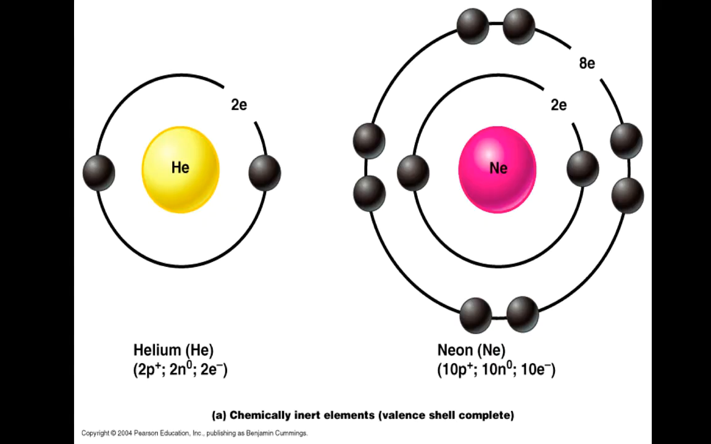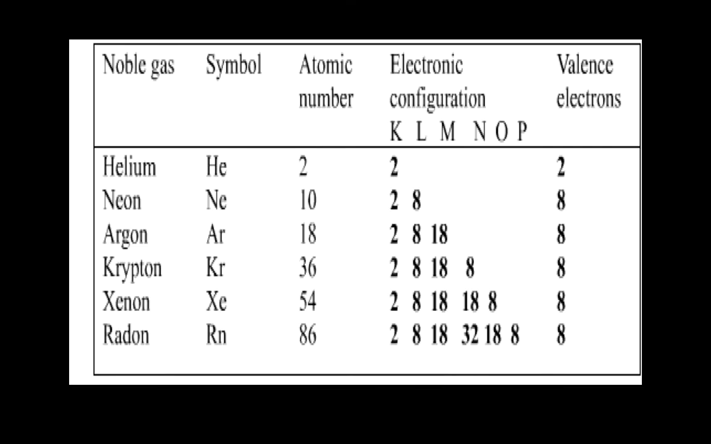And all atoms want to have the electron configuration of noble gases because they have a complete valence shell. For example, helium has 2 electrons and neon has 8 electrons. In fact, if you look at the valence electrons of all noble gases, they have 8, which is a complete energy level, or 2 in the case of helium because helium only has 1 energy shell.